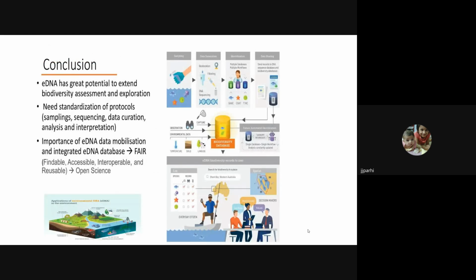So in conclusion, I can say there is great potential to extend biodiversity assessment and exploration, although it needs standardized protocols for research, sequencing, data acquisition, analysis, and interpretation. Along with that, we need the best reference data. So the importance of eDNA data mobilization and an integrated eDNA database is there, so that data is findable, accessible, interpretable, and reusable, and can be used for open science.